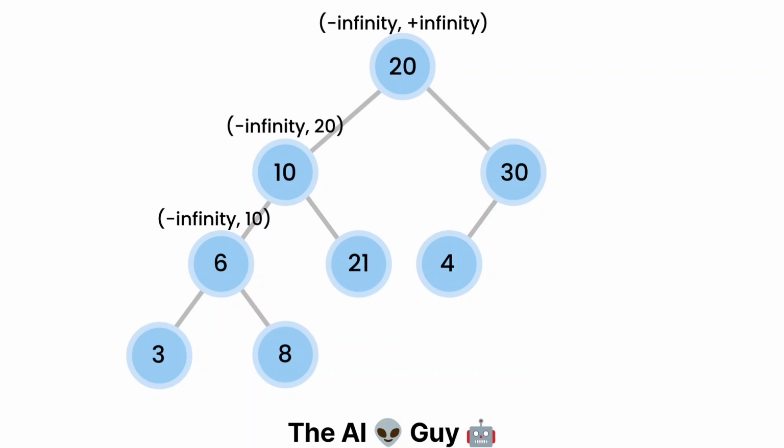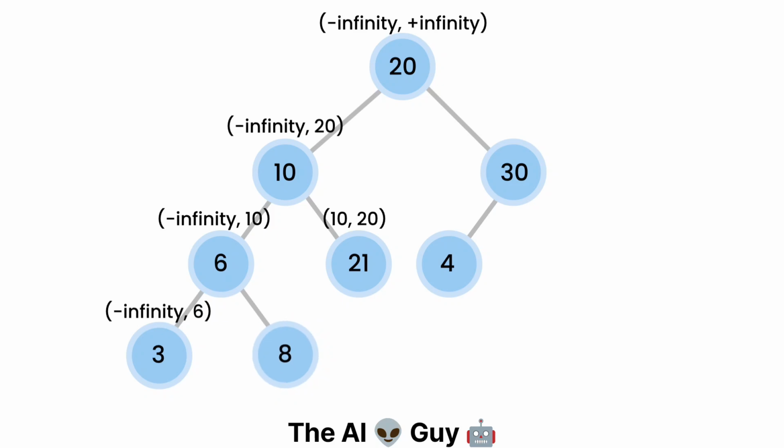Now, what about 21? Because this node is in the right subtree of 10, the minimum value we can have here is 10, or more accurately 11, and the maximum we can have here is 20, or more accurately 19, because this node is in the left subtree of 20. Now, what about this node? Again, the value we store here should be smaller than 6, so the range of values for this node is from minus infinity to 6.